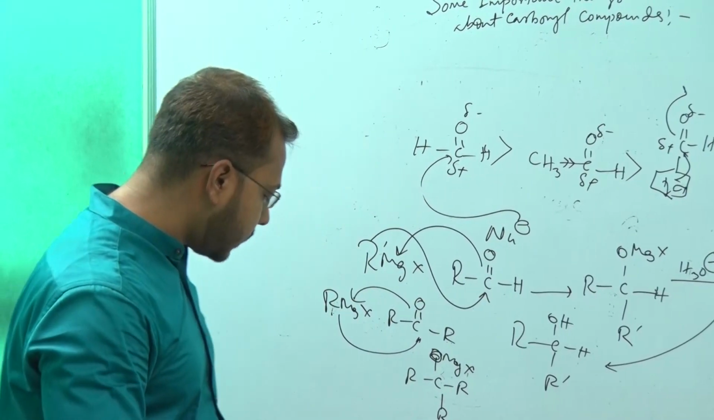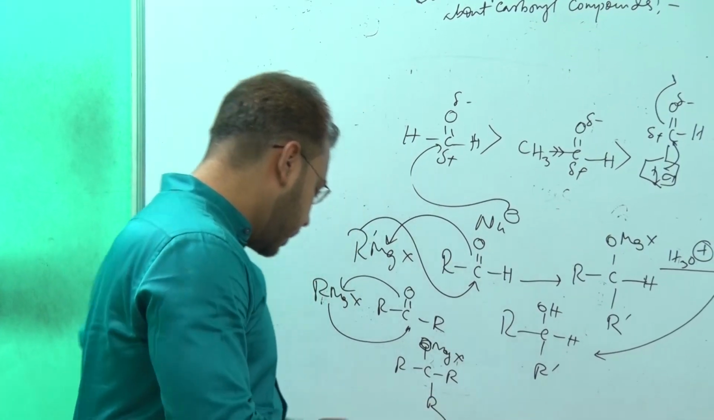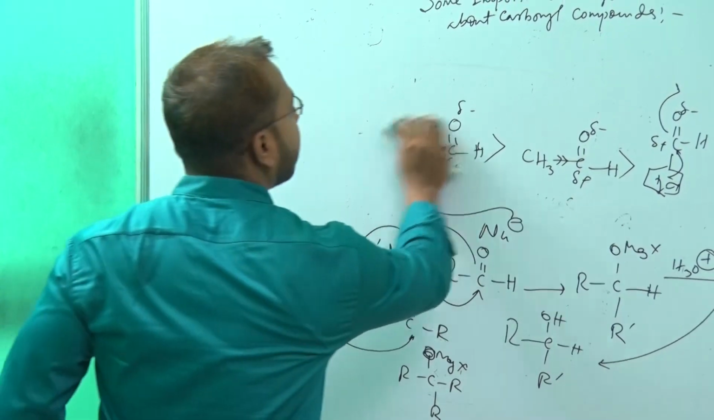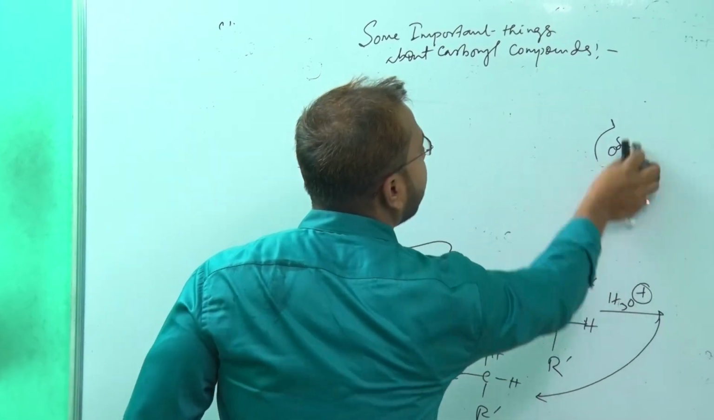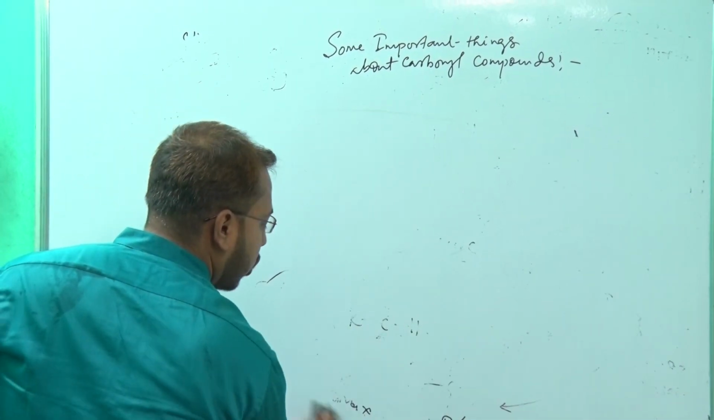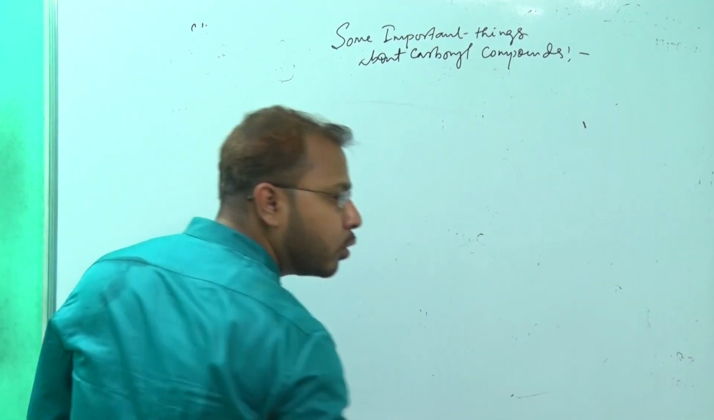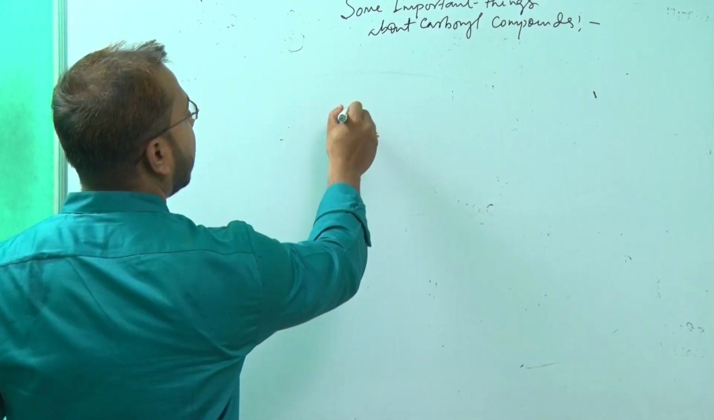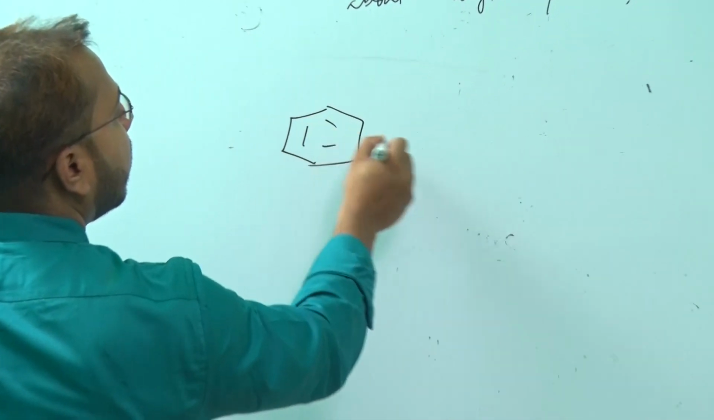So the next part is, how can we get benzaldehyde from benzene? By the Gattermann and Gattermann-Koch methods. Benzene to benzaldehyde. Very much important.